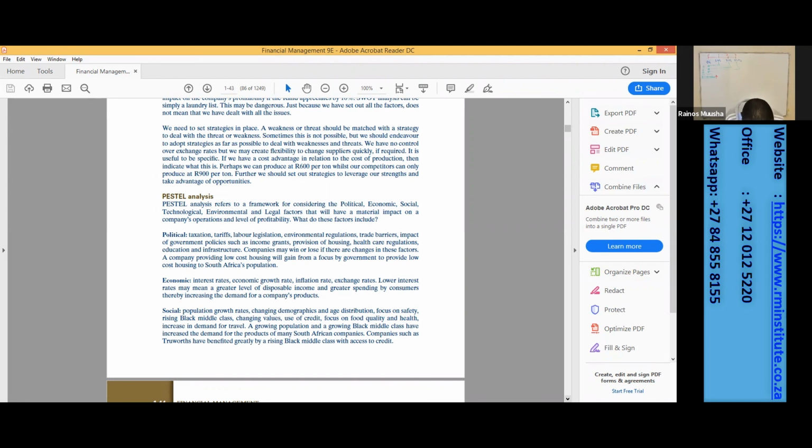Then they also look at economic factors, which are interest rates, economic growth rate, inflation rate, and exchange rates as well.